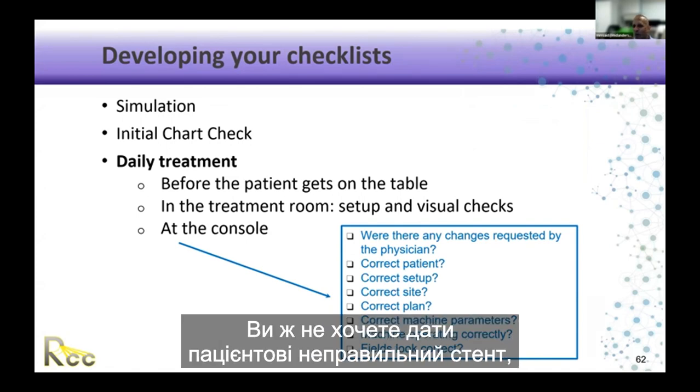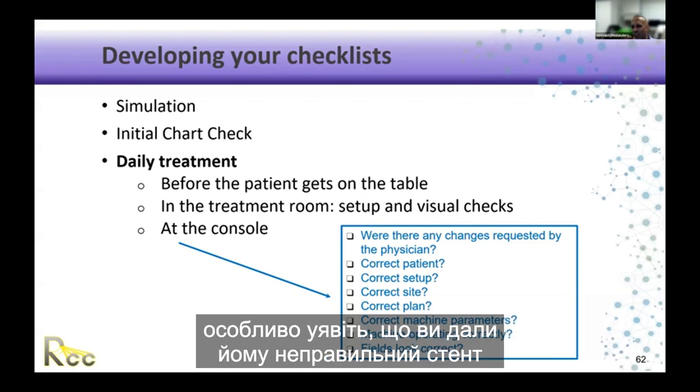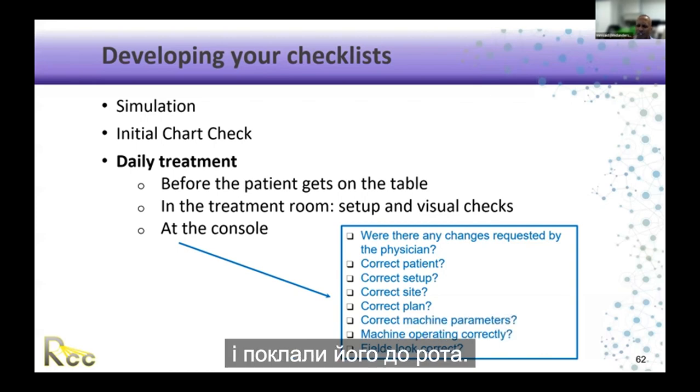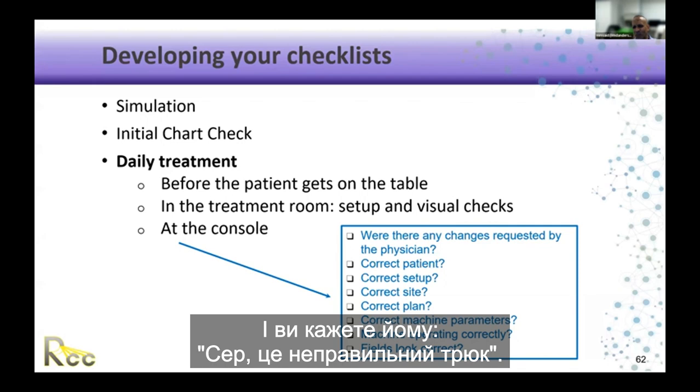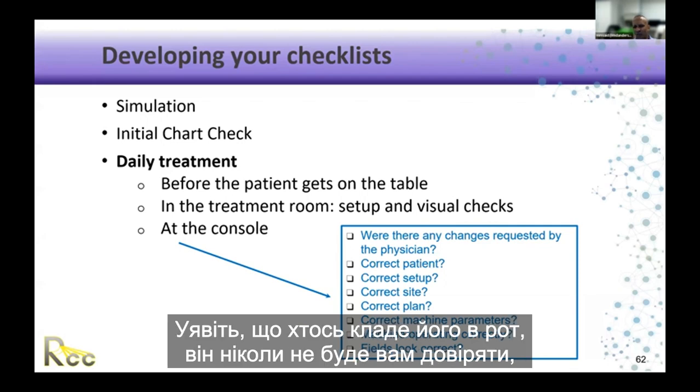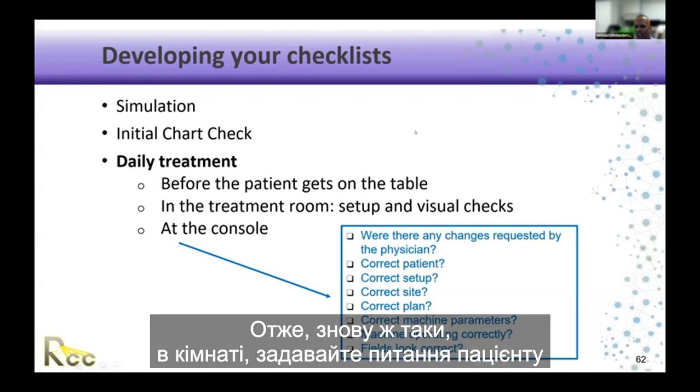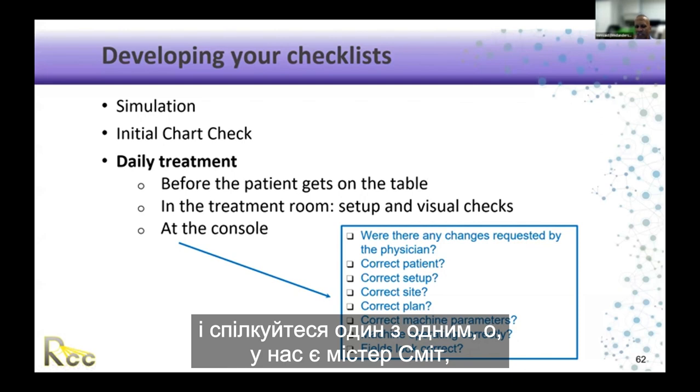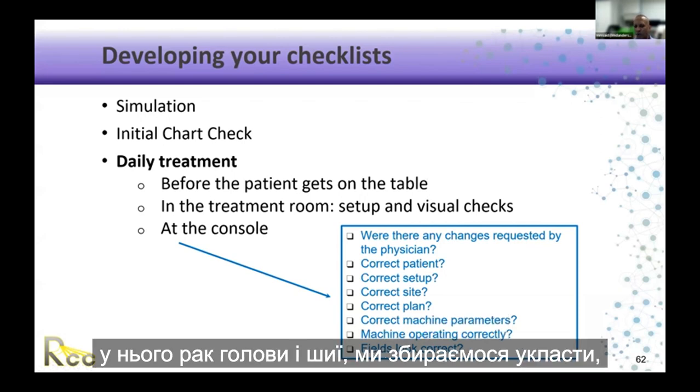You don't want to give a patient the wrong stent. Imagine you put it in their mouth and then tell them, hey, sir, that's the wrong stent. That's somebody else's stent in their mouth. They'll never trust you. So in the room, ask the question and communicate with one another. We have Mr. Smith, his head and neck, we're going to put that, his head holder is six. Communicate to one another loudly.